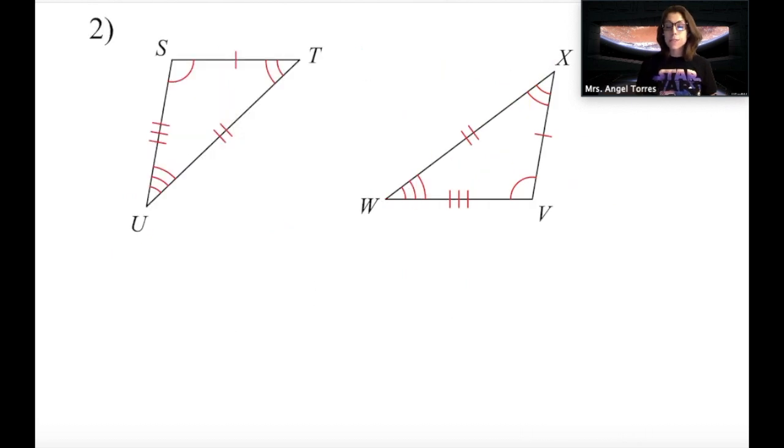All right, now that you've seen one, why don't you try this one on your own? Find all congruent angles, all congruent side lengths, and use that to write your congruent statement.